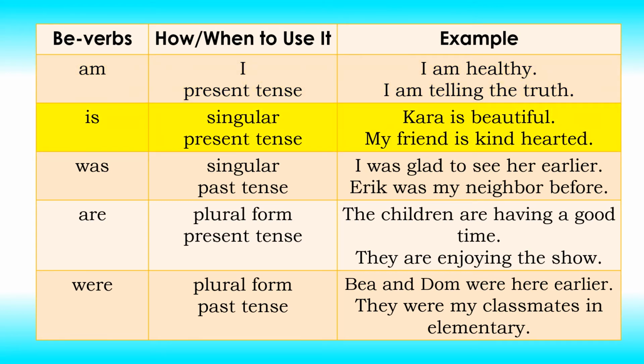Let's go to the second be-verb. We have is. Is is used when the subject is singular and in present tense. Example: Kara is beautiful. My friend is kind-hearted. So both am and is are used for singular and in present tense. Just remember that am is used for the subject I.